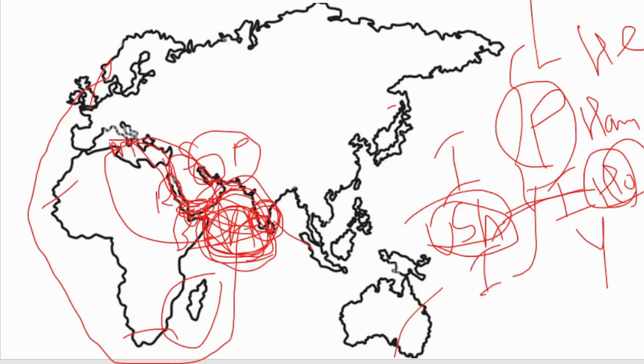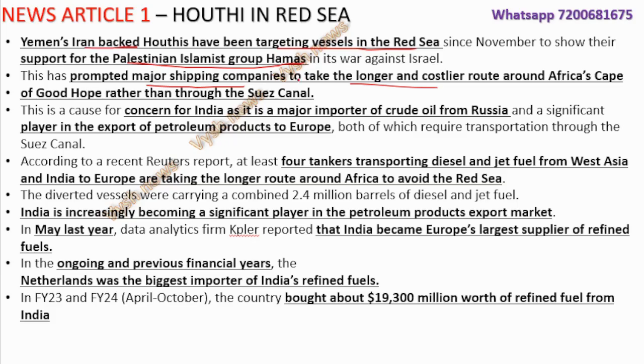So now, again going back to that article, see Cape of Good Hope. That is South Africa's bottom point, because they cannot go through the Suez Canal. This is a cause of concern for a country like India, because we are a major importer of crude oil from Russia and other countries, and we are an exporter of petroleum products also.